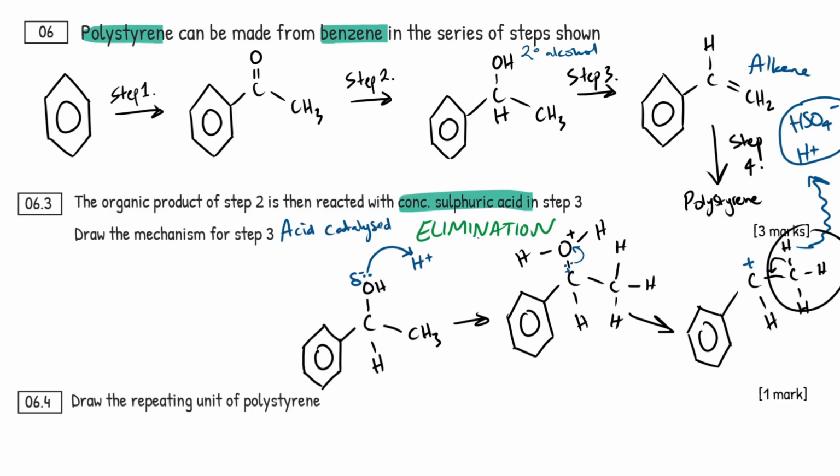So I would have done one of these hydrogens. It doesn't really matter which one. I'm going to do this one this time. Boop, onto there, forming the double bond right here. And then this goes off in solution as H2O, right? So that's what I would have done there.